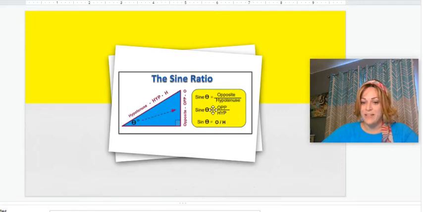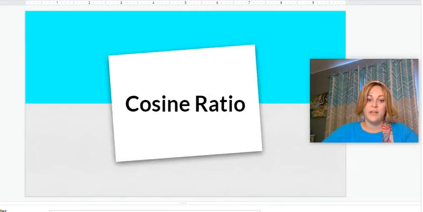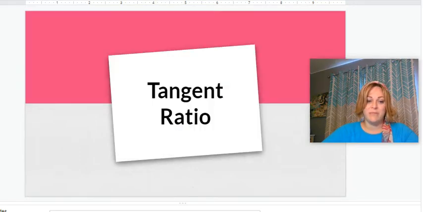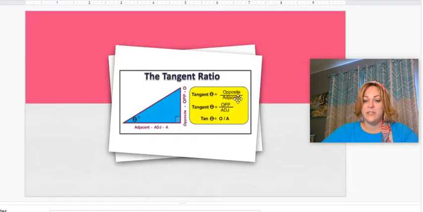You might see them written in different ways, though. Cosine ratio is adjacent over hypotenuse, written in different ways, just so you recognize them. And the tangent ratio is opposite over adjacent. Now, keep in mind, all these ratios have to do with whatever angle you're talking about.